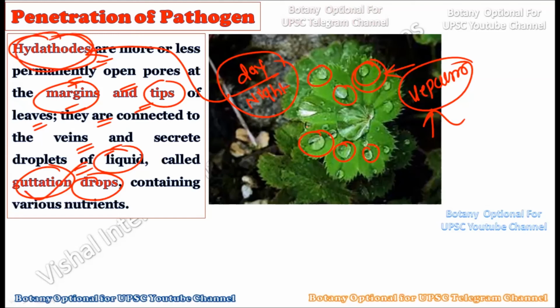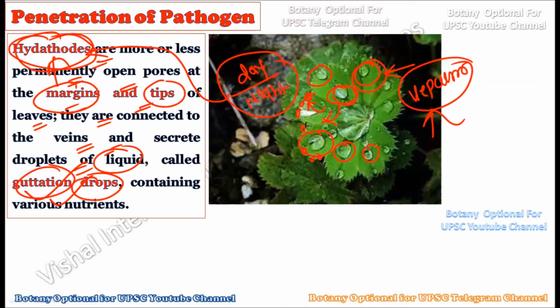So hydathodes are the openings within the plant leaf, generally present at the tip of the leaf, and they are readily able to take out the water from the plant in the form of liquid and throw that water out of the plant body. And this liquid water, once it comes from the plant body through the hydathode opening, this process is called guttation, and whatever drops are created in this process are called guttation drops.